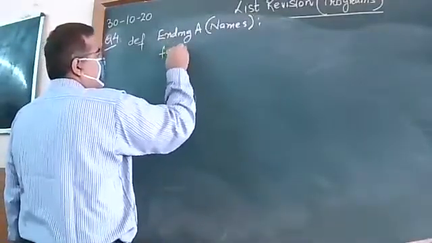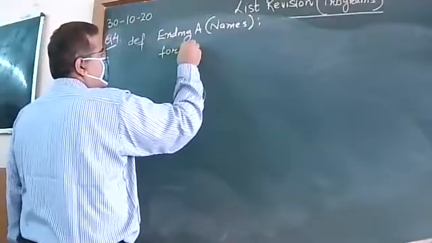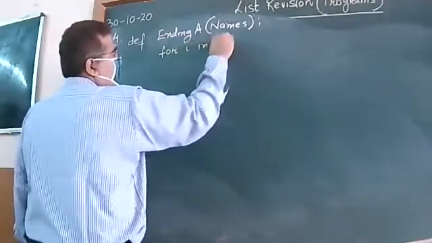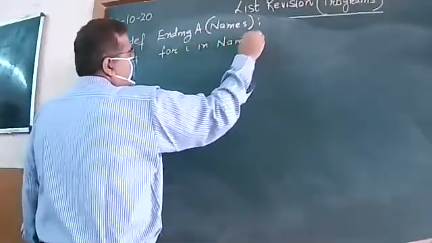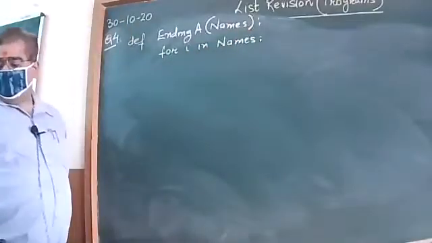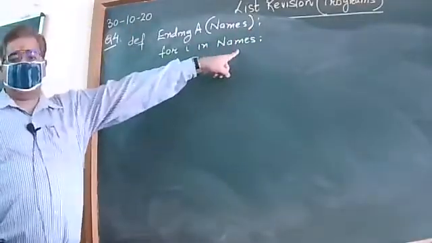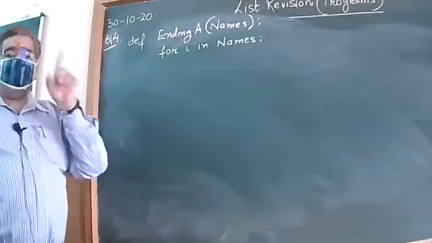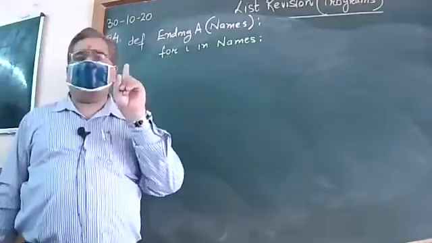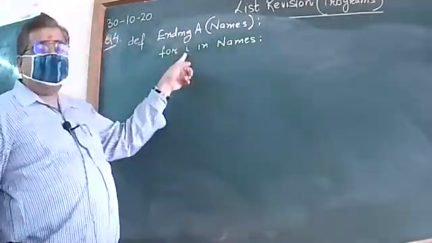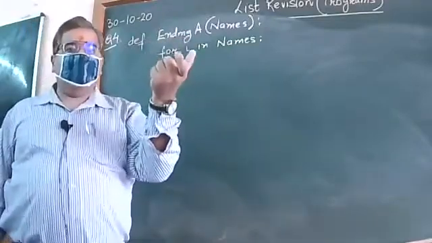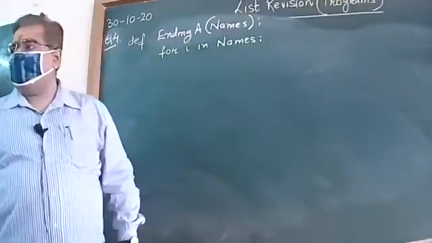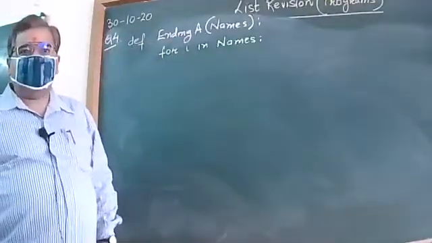I am taking for loop for I in names. Here I am not taking range function. When you are not taking the range function in for loop, this I means individual element, not the index of the element, the individual element. Right? Clear?